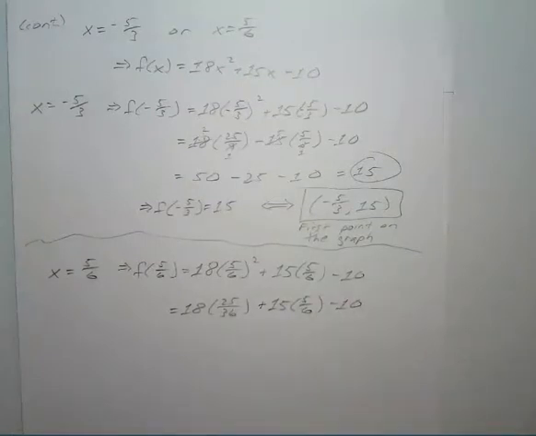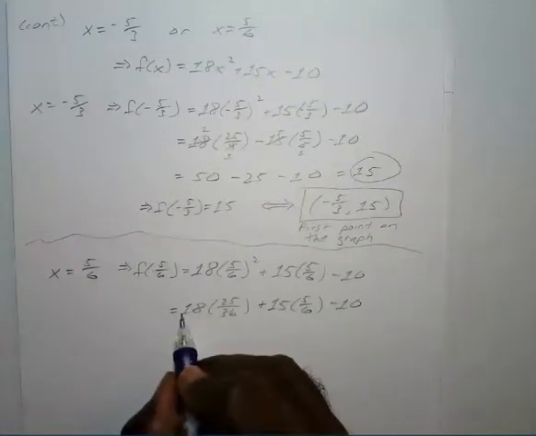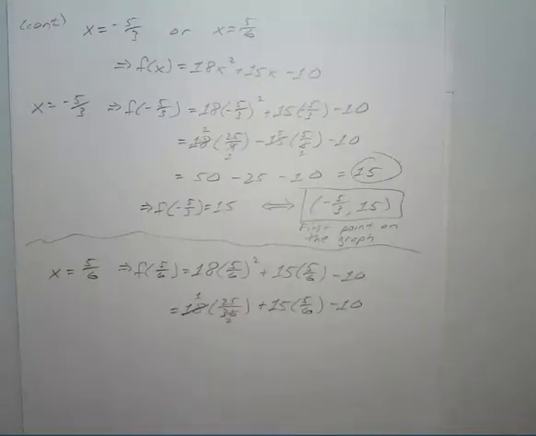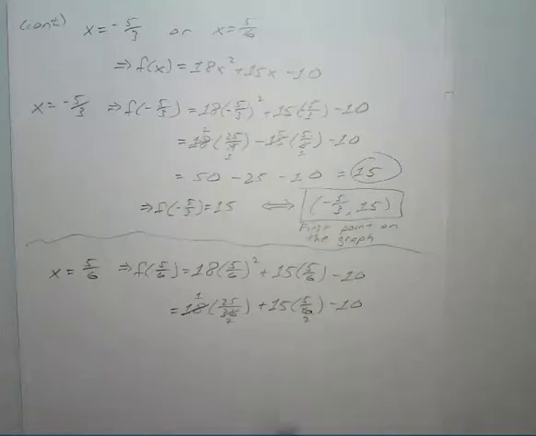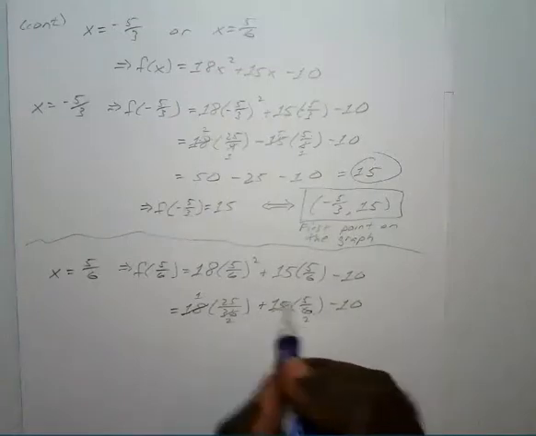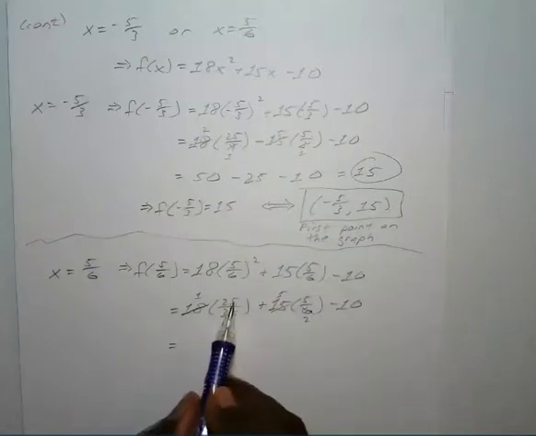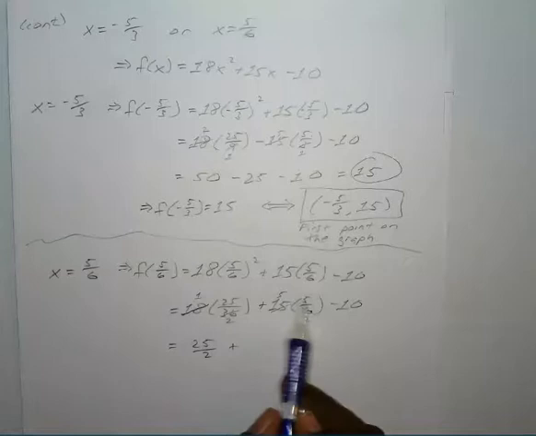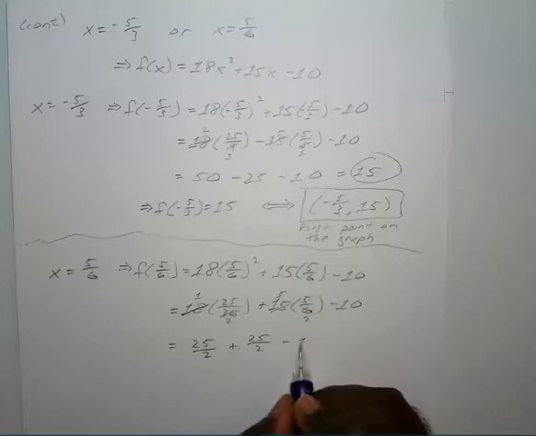So we can go ahead and simplify those terms. 18 and 36 can be canceled out because 18 goes into 18 once, 18 goes into 36 twice. And 6 and 15 can be simplified because 3 goes into 6 twice, and 3 goes into 15 5 times. So that gives us 25 divided by 2 plus 5 times 5 is 25, so we have 25 divided by 2 minus 10.